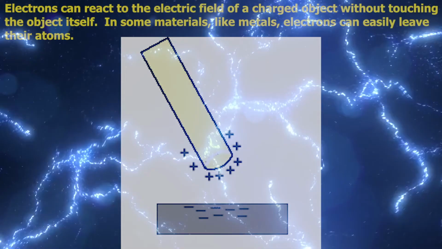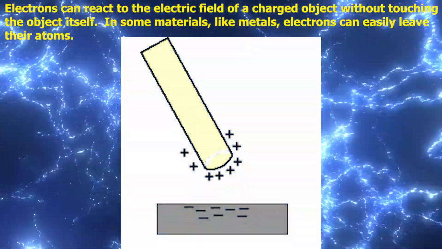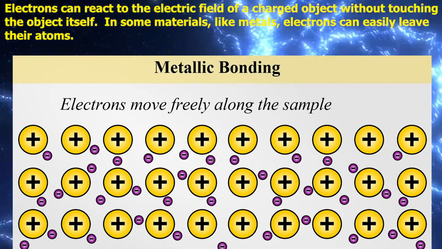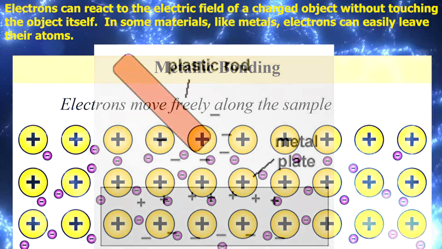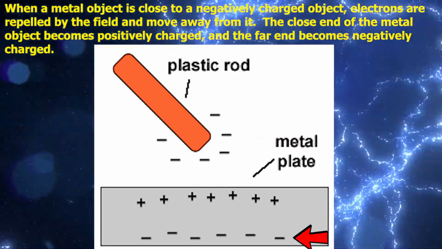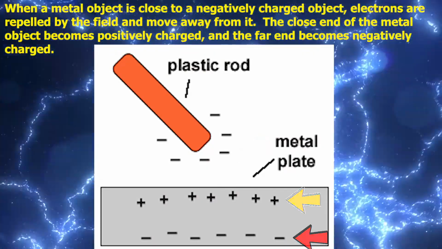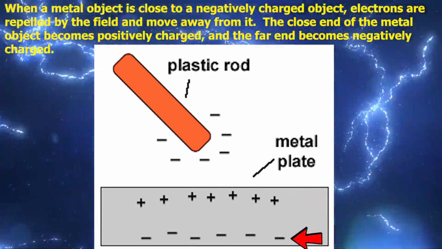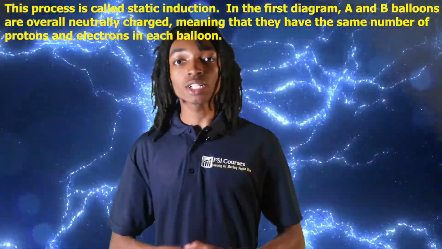Let's take a look at charging by induction. Electrons can react to the electric field of a charged object without touching the object itself. In some materials, like metals, electrons can easily leave their atoms. When a metal object is close to a negatively charged object, electrons are repelled by the field and move away from it. The close end of the metal object becomes positively charged and the far end becomes negatively charged. This process is called induction.